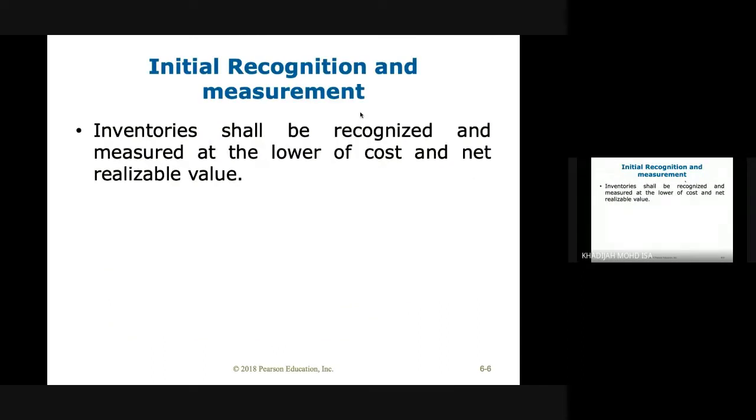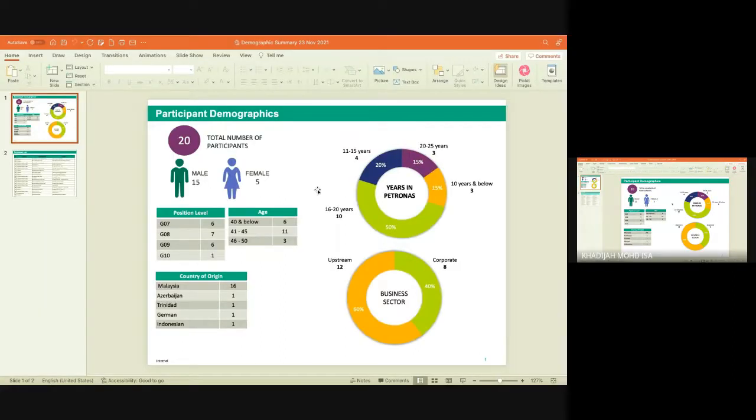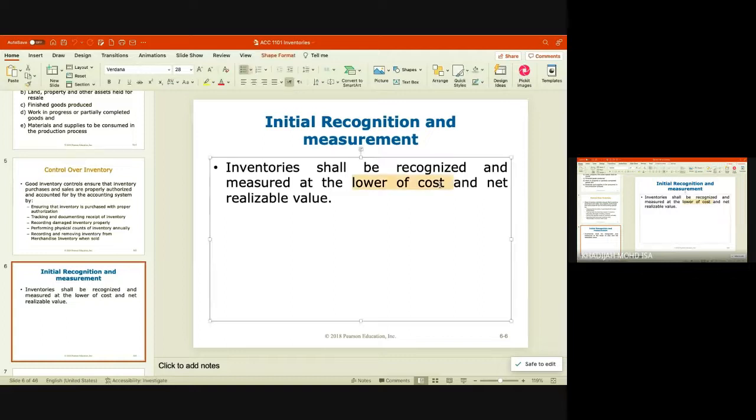Initial recognition and measurement. Inventory shall be recognized and measured at the lower of cost and net realizable value. These are the two things that you should know: what we call the lower of cost, or you are going to measure at the NRV, net realizable value.